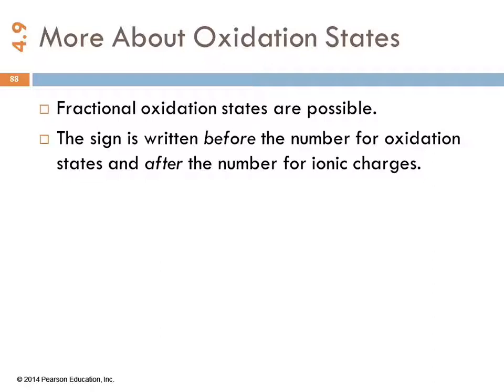And just to add more fun to the mix, you can end up with fractional oxidation states. For oxidation states, we're going to write the sign before the number. The sign is written before the number for oxidation states and after the number for ionic charges, just to help us mentally separate those. Oxidation state is not the same as ionic charge, even though they happen to be the same number sometimes. Okay?